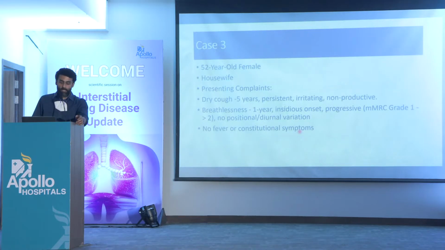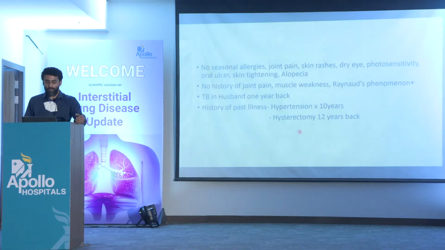Now this is another case of a 53-year-old female who presented with dry cough and breathlessness. She had no constitutional symptoms, just dry cough and breathlessness. So again, on an OPD basis, we'll always think of an ILD first. She had a long-standing dry cough for 5 years, with breathlessness progressive since 1 year. On a detailed history, there were no seasonal allergies, no joint pain, no rashes, nothing to suggest a connective tissue disorder.